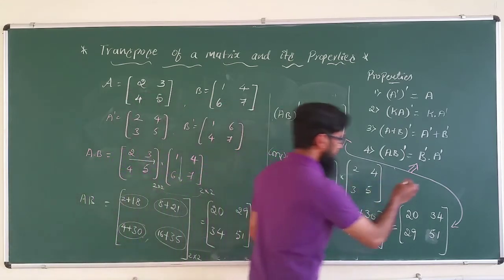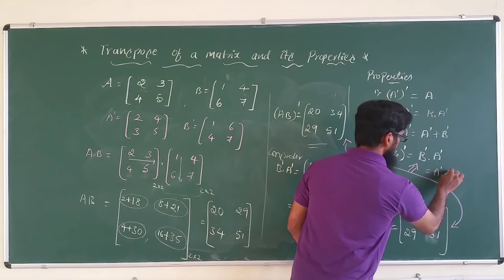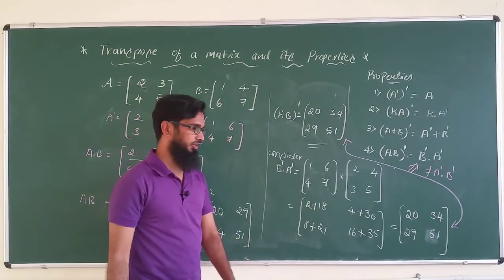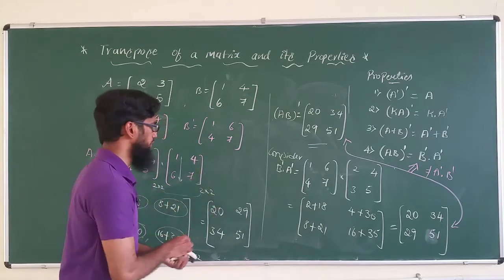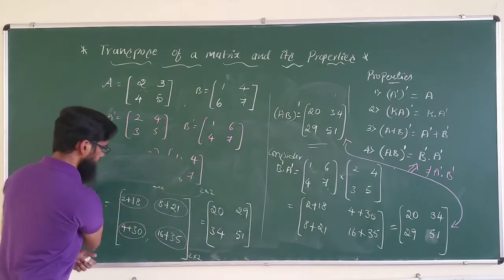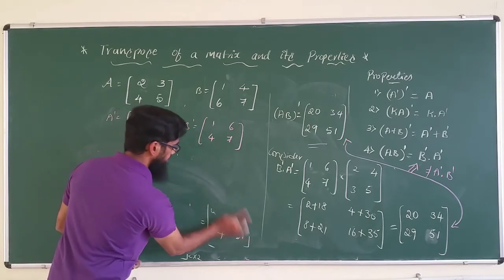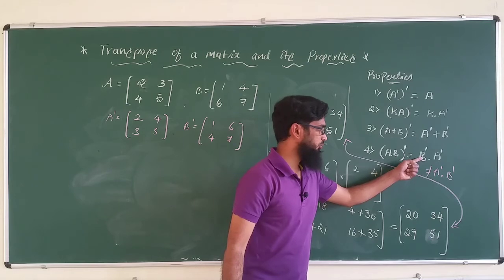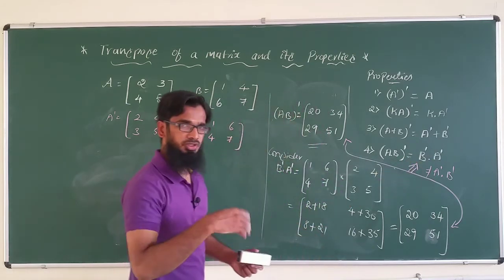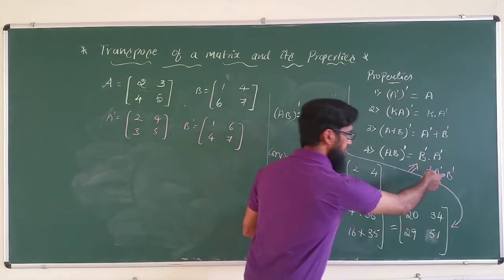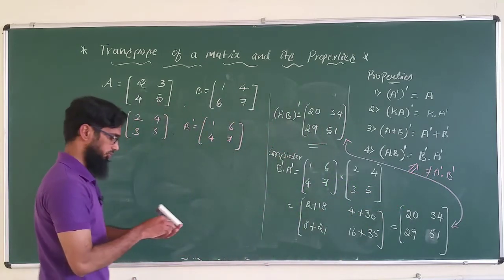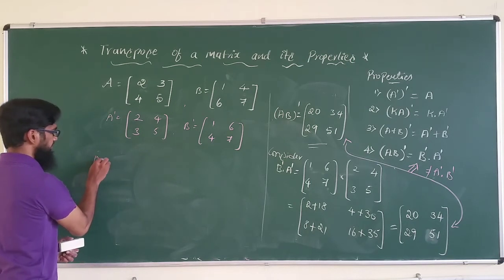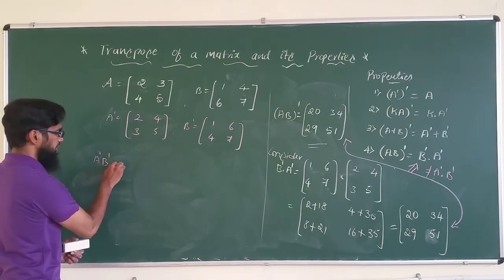But we cannot write this as A transpose into B transpose. It will not be equal to A transpose into B transpose. If you want, we can prove how that is so. Always remember that (AB) whole transpose is equal to B transpose into A transpose. For verification, we will go for A dash, that is A transpose into B transpose.